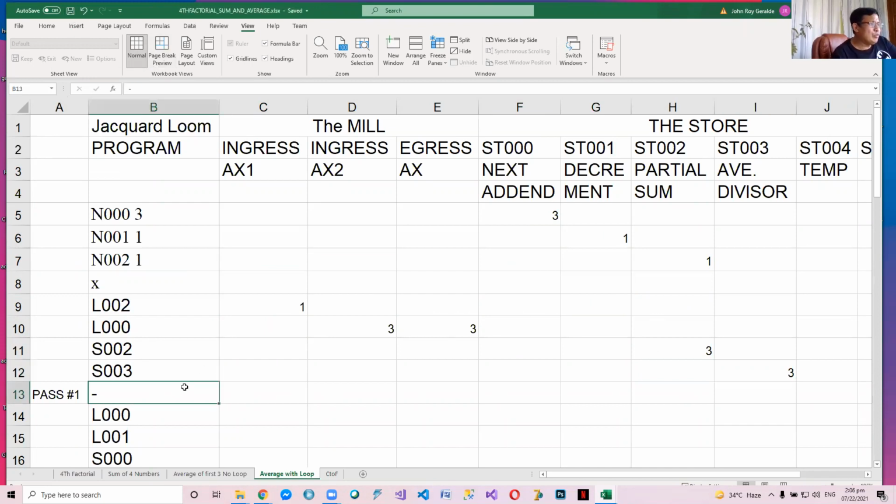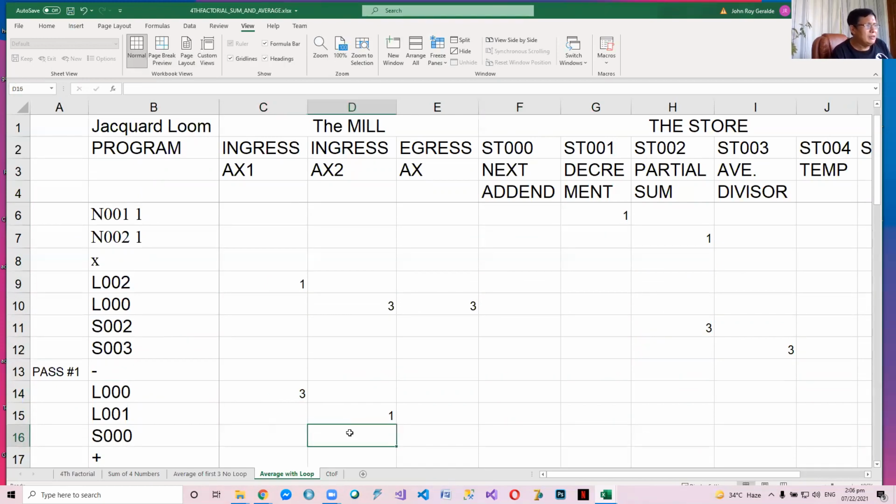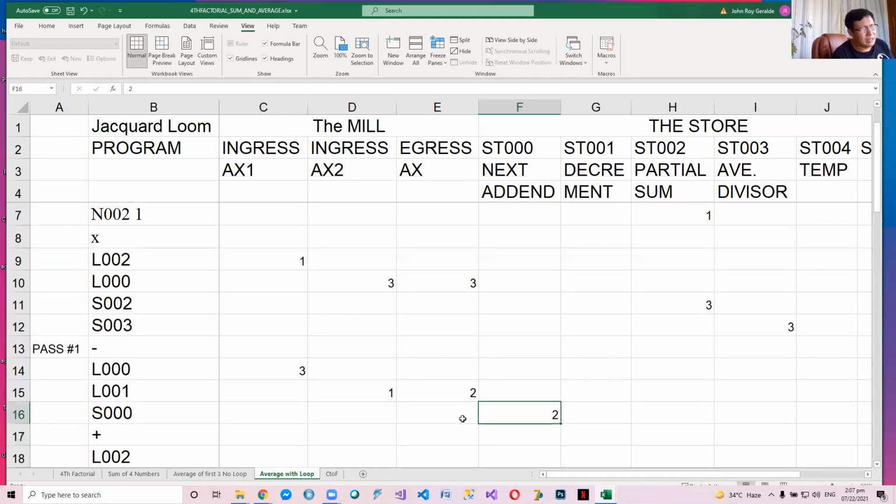First, we compute the next addend, right? What is the next addend? How do we do that? The current addend, which is L00, is 3. We minus the decrement, which is 1. So 3 minus 1 is 2. And we store it to 000, which tells us that the next addend is 2.